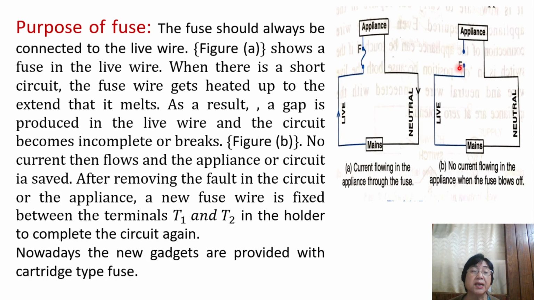Okay, then after removing the fault in the circuit or the appliance, a new fuse wire is fixed between the terminals T1 and T2 in the holder to complete the circuit again. Okay, remove the fault first. Alright, and then take a new fuse wire, connect it here, then the circuit will become complete, and when the circuit is complete, then current will pass through it again.